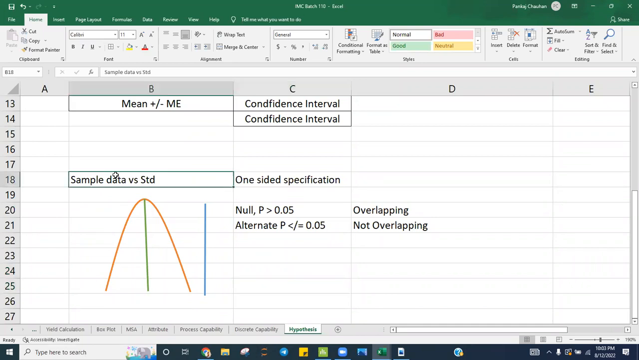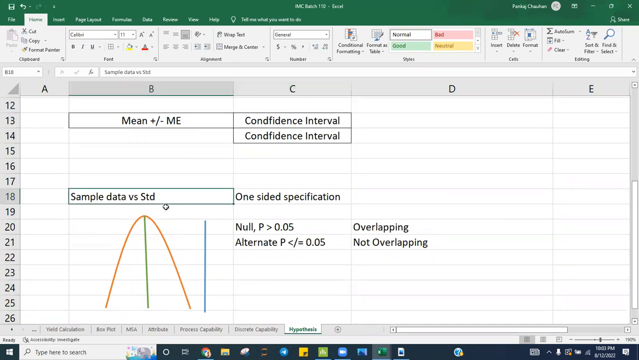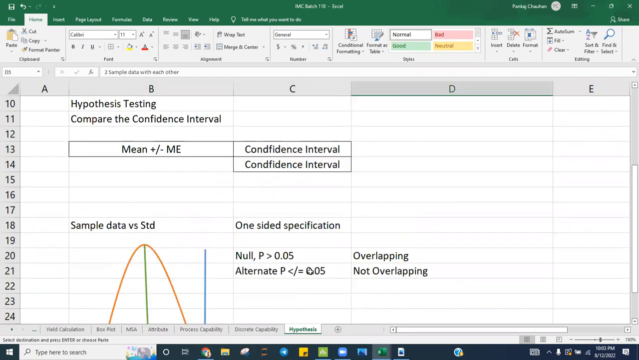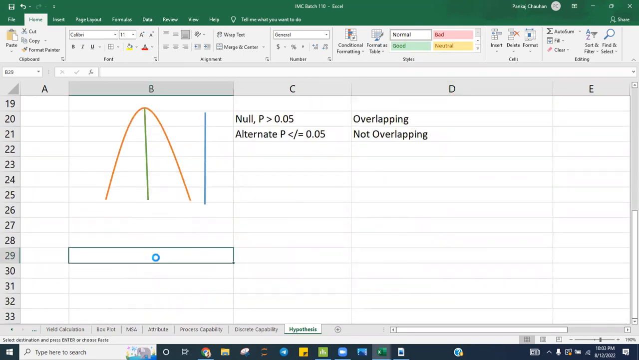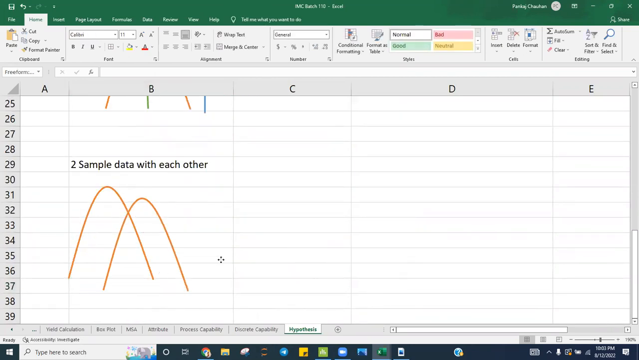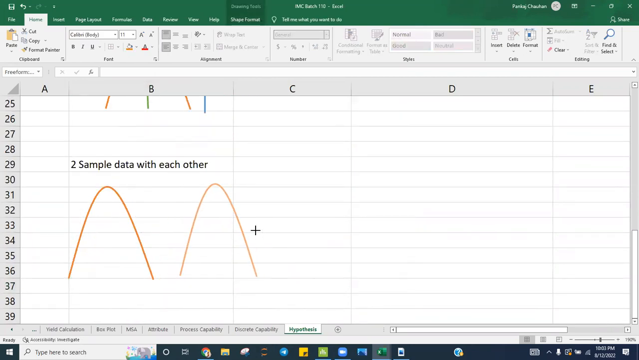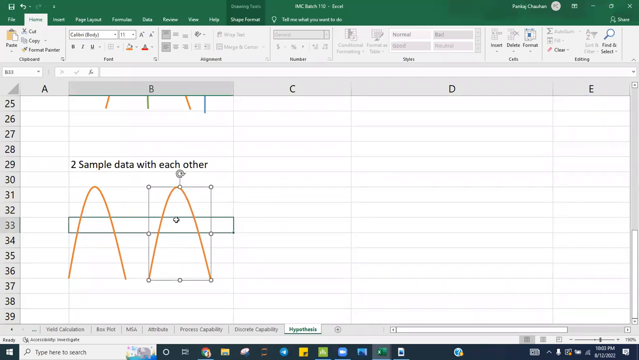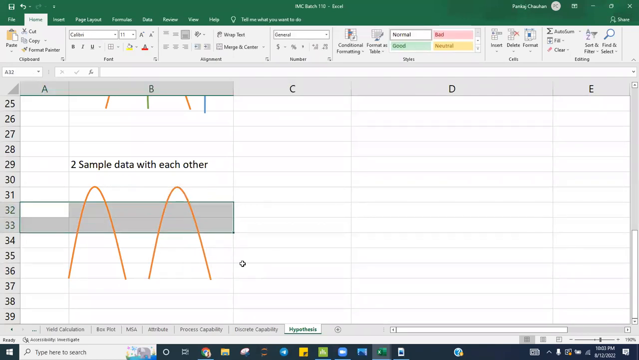That is what the one sample with the standard. In case you compare two sample data with each other, we will be doing something similar. Like this data you have: this is my 1 sample data and this is my 2 sample data. So if the 1 sample and the 2 sample are not overlapping with each other like this, then there is a difference. This is a case of alternate hypothesis.